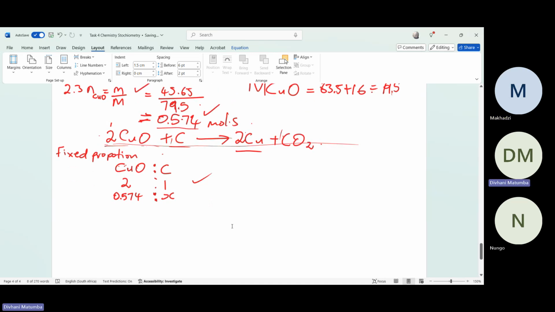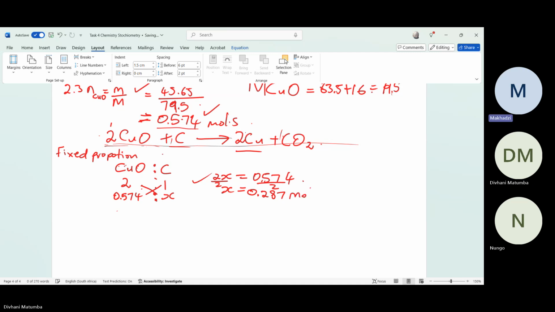So from here we are going to cross multiply. So 2x is equal to 1 times 0.574, which is 0.574. So X will be, if you divide both sides by 2, do you agree, Makazi, with that? Yes, sir. How much are you getting? 0.287. 0.287. And the units?